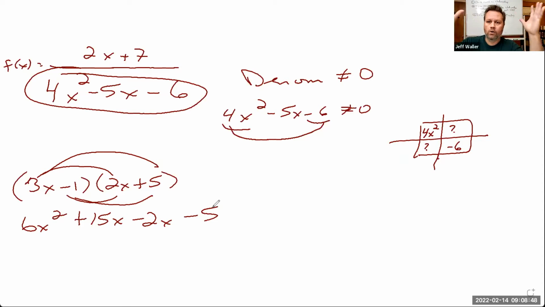Isn't that, whoa, and I'm not done. I'm not done. What is 6 times negative 5? Negative 30. And what is 15 times negative 2? Also negative 30.